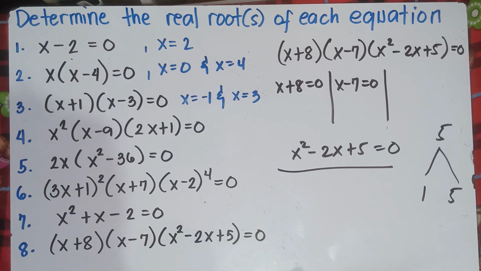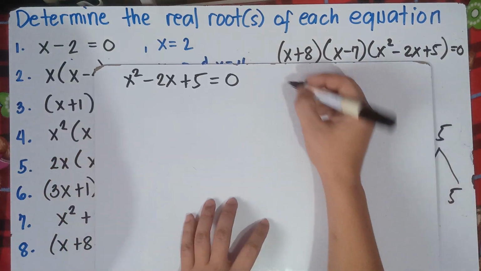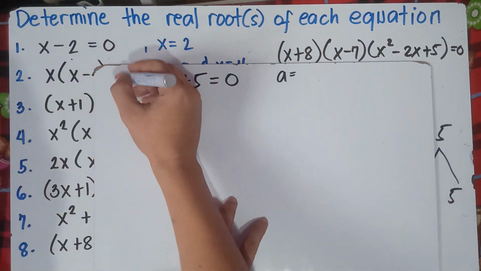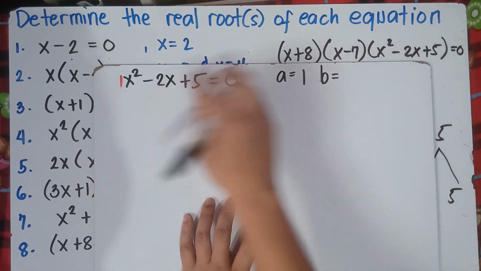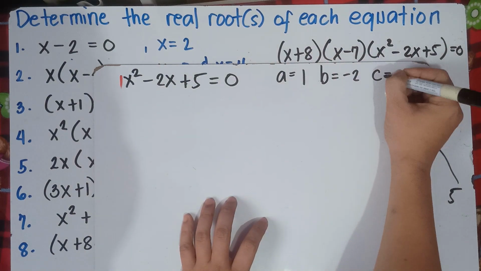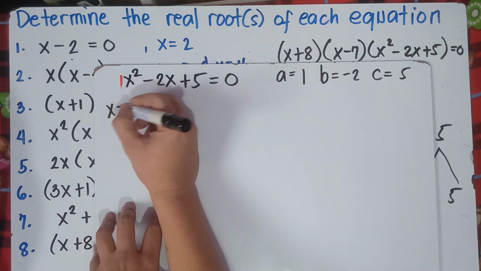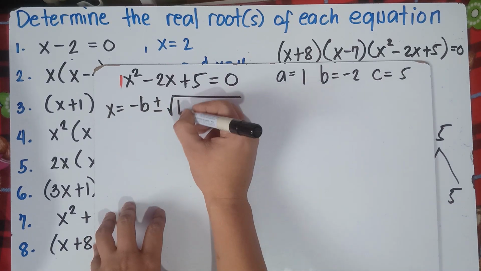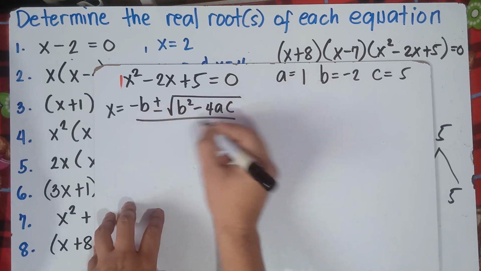X squared minus 2x plus 5 equals 0. Our a is beside x squared, so our a is 1. You need to get the value of a, b, and c. Our b is negative 2, and our c is positive 5. So the quadratic formula is x equals negative b, plus or minus the square root of b squared minus 4ac, all over 2a.